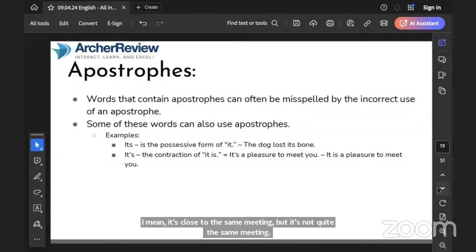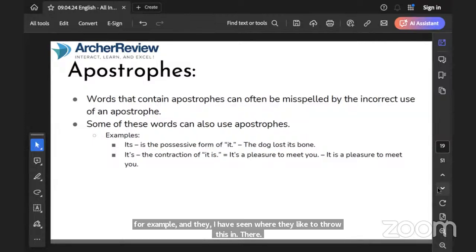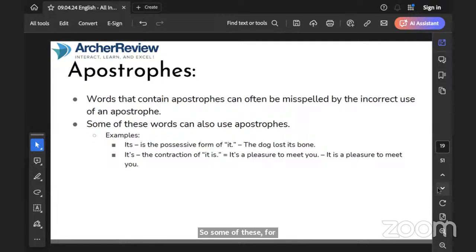Then be very careful of words that have apostrophes. Words that contain apostrophes can also often be misspelled by the incorrect use of the apostrophe. So for example, and I have seen where they like to throw this in there, it's I-T-S. That is the possessive form of it. So if I were to say the dog lost its bone, whose bone? Its bone. I'm showing that the bone belongs to it.